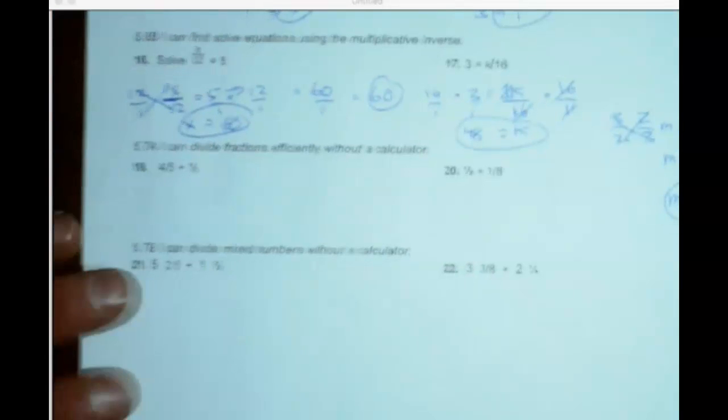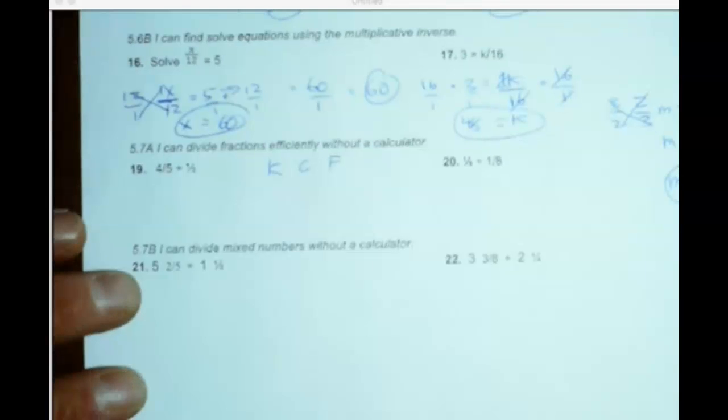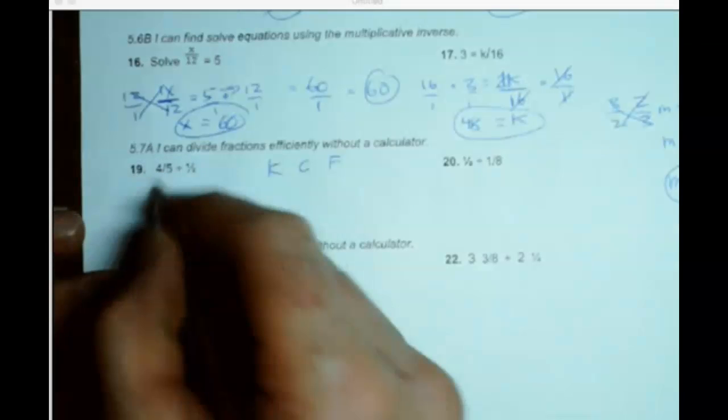Okay, 4 problems left. We've got to divide fractions efficiently without a calculator. Well, the key here is keep, change, and flip. All right, flip it good. So again, I'm going to rewrite these problems. I hope you will too.